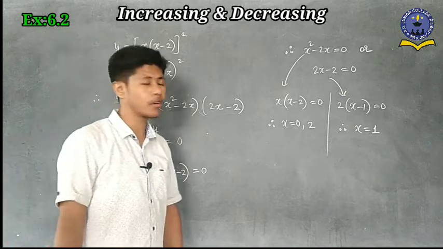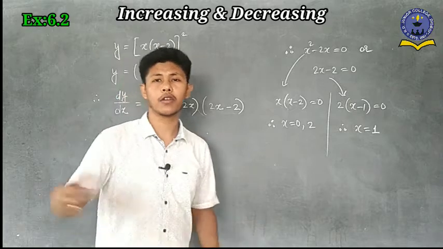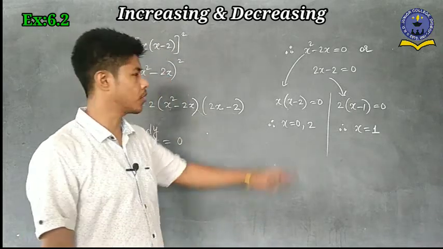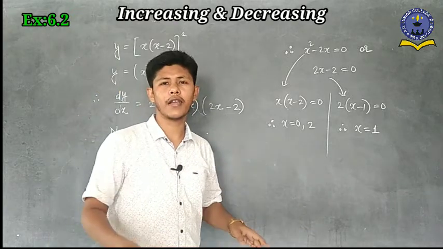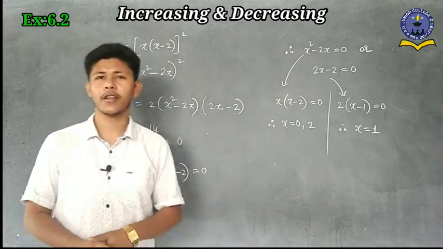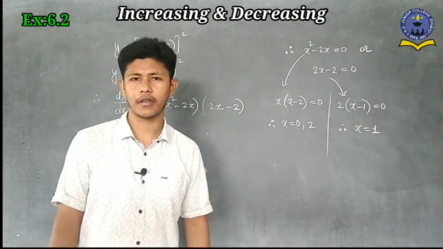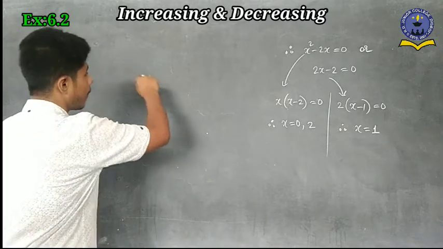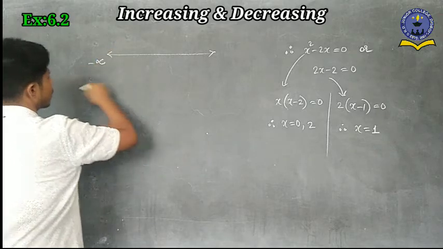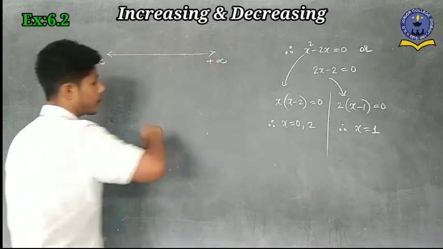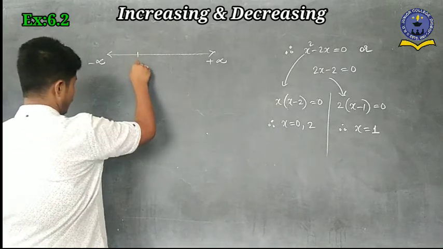So how many x values or critical points do we get here? 0, 1 and 2 in the number line from minus infinity to plus infinity, isn't it? So these three critical points, these three x values, we have to put on the interval number line, and after that we have to find out the intervals and check in which part the function is increasing or decreasing. So what you have to write? After getting the critical points, if you plot the points on the number line, you write minus infinity to plus infinity, and the critical points 0, 1, 2. So that's what we have to write one by one.